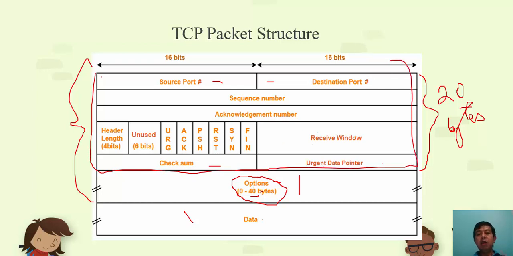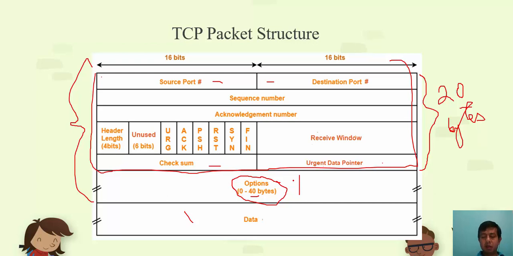Apart from that, you have this options field, which ranges from 0 to 40 bytes. So if there is no options field, that means the TCP packet will have a header size of 20 bytes. Now if there are options fields, then obviously the size of the TCP header will increase. If say I have 10 bytes of options field, then the header size will be 20 plus 10, 30 bytes. Clear? So these options will make the TCP packet header size variable.